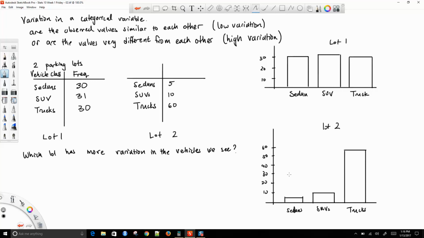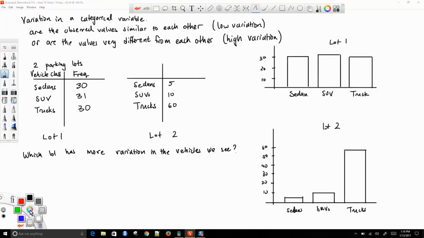Okay. What do you guys think? Lot 1 or lot 2? Who thinks lot 1 has more variation? Okay, who thinks lot 2 has more variation? Okay. All right, well, the answer is lot 1 has more variation.